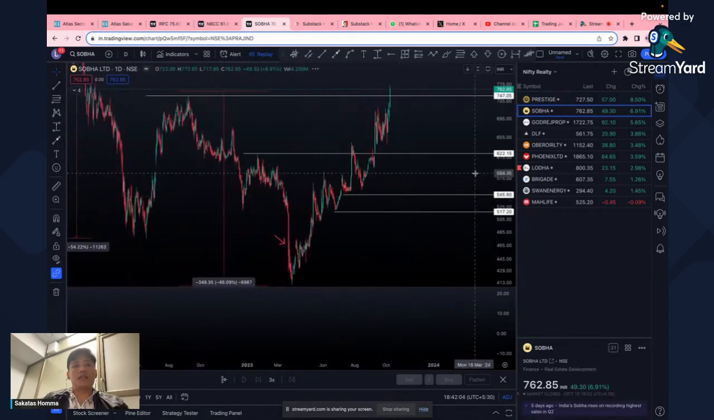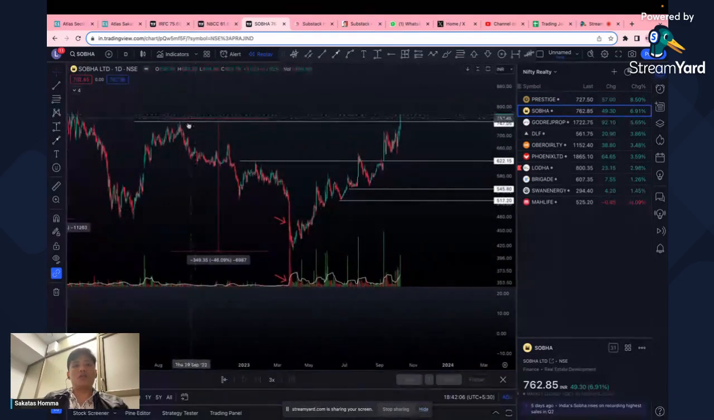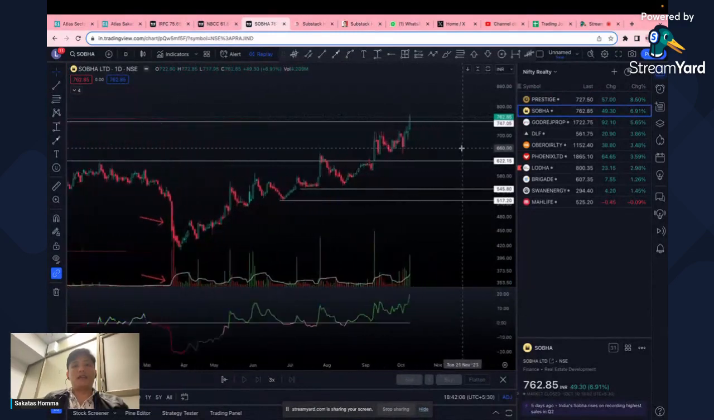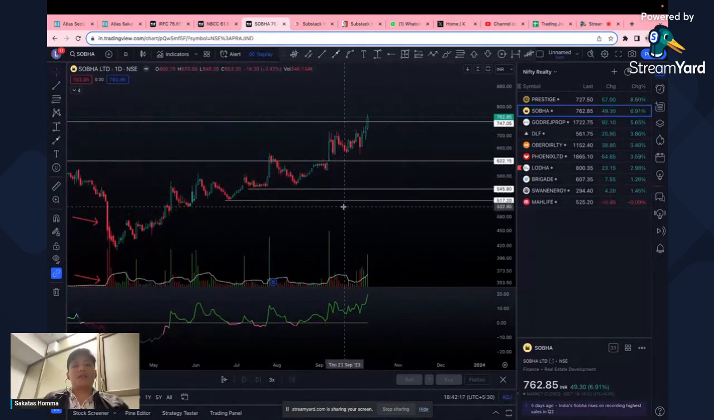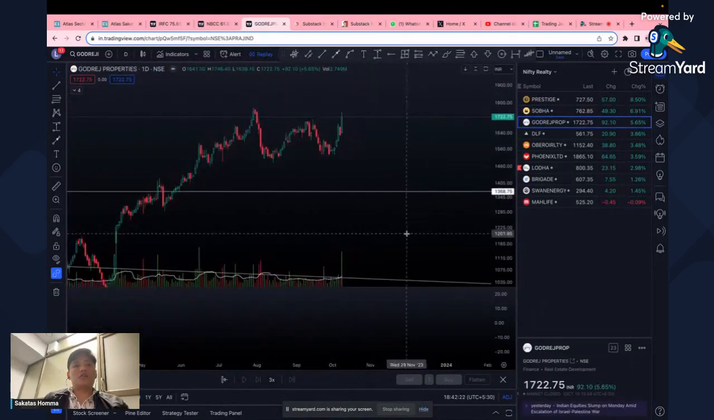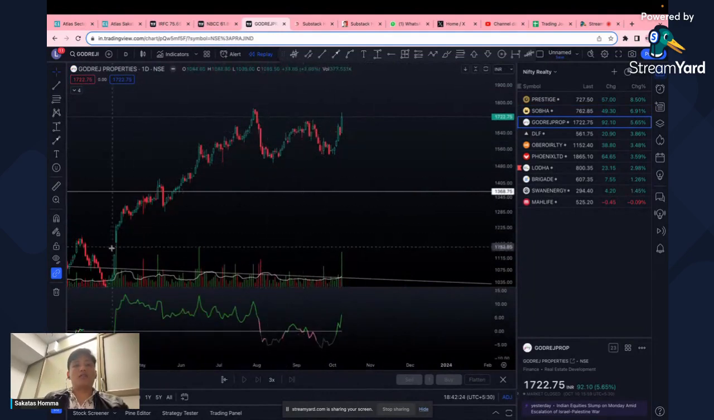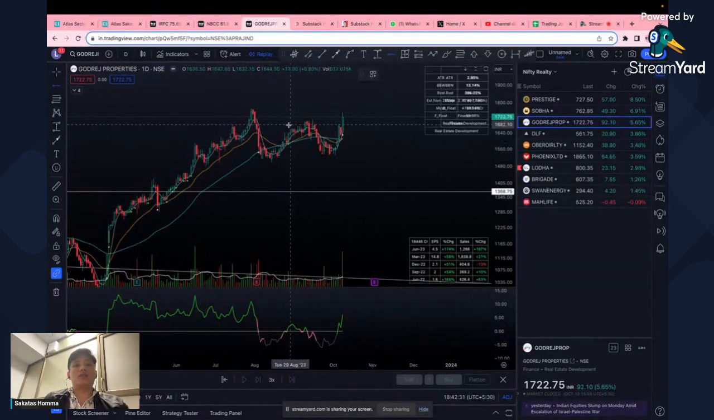Shobha, like I said, today it broke out of the weekly pivot. And there were multiple times when it presented a tight area, sort of a Darvas box or whatever you want to call it. And you can see that the volumes also confirm that this breakout would probably last. So Godrej Properties right now, after this long uptrend, is basing, and today looks to me like a double bottom continuation base breakout. Okay.